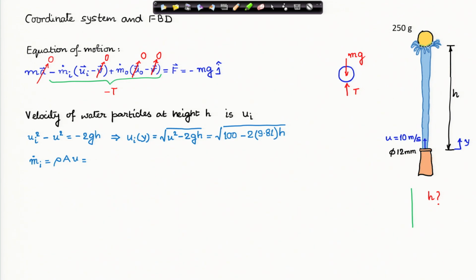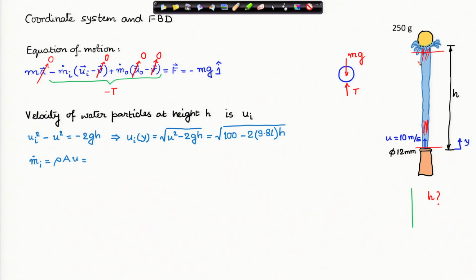The other thing that I need to calculate in my master equation is m I dot. m I dot is the rate at which this water is coming into our system. It must be rho times A times u, the area of cross section through which the water is coming in, because no water is lost anywhere in between. All that goes from the nozzle must reach here. There is no loss in between. Therefore, the mass flow rate here and the mass flow rate here must be the same.